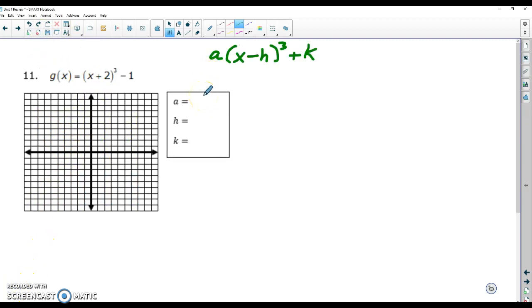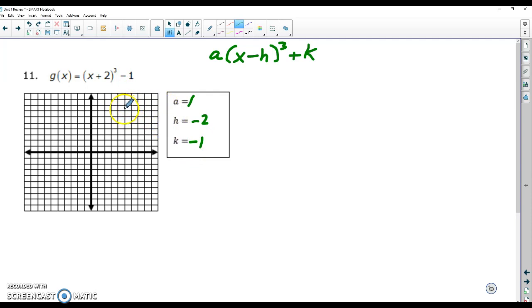Okay, to graph this, we don't even start with the graphing calculator. What we can do is start with just finding A, H, and K. A, H, and K are in the same spots of all equations. A is in the front, H is in the inside with X, and K is at the end. So in this one, you don't see a number here, so that actually indicates that it's 1. H is on the inside, but it's also opposite, so that's going to be -2. And then K is at the end, so that's -1.